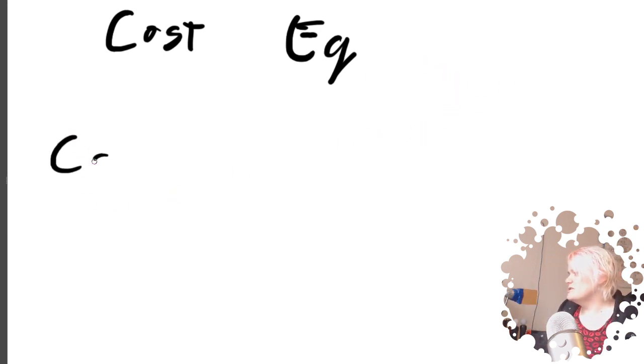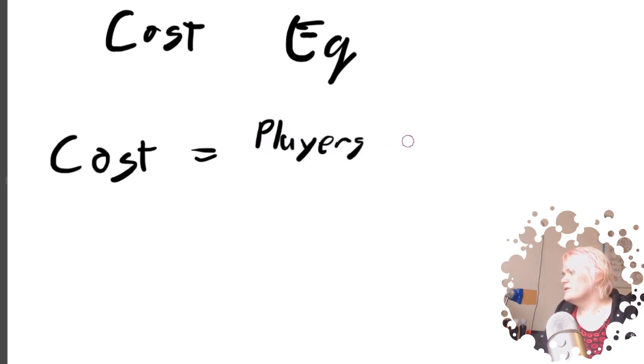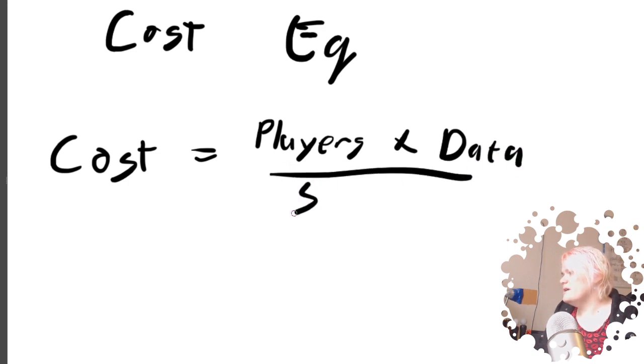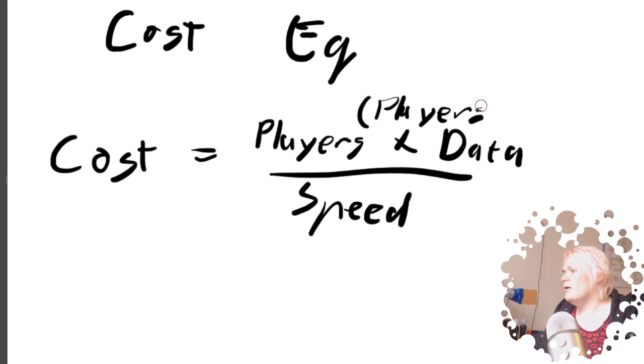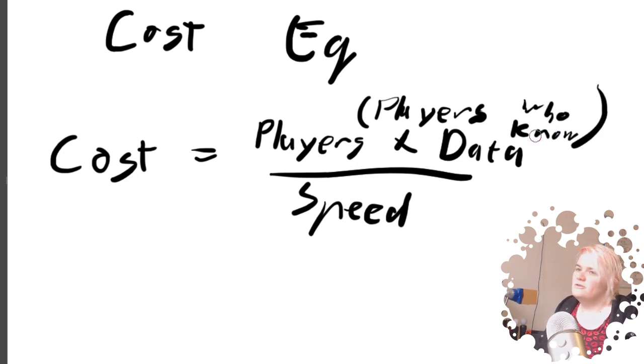And so the cost equation's actually evolved a bit, and I've got a much more complicated version of this, but it actually works out to cost equals players times data over speed, raised to the power of players who know. Okay, I know my writing is terrible. Players who know.